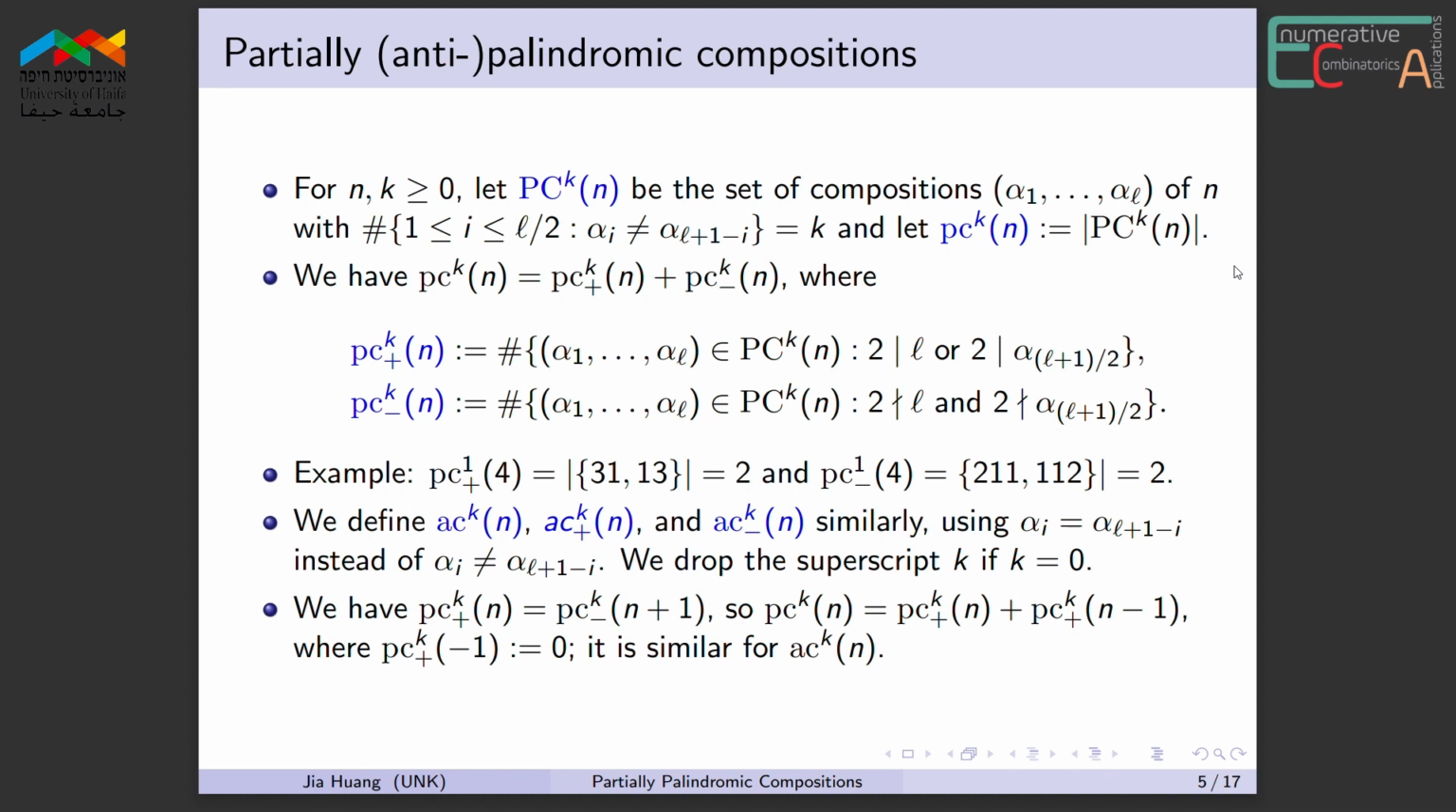And we have a connection between pc_k plus and pc_k minus, because you can take a composition with an odd middle part and subtract 1 from that, and you get a composition with an even middle part or no middle part. So pc_k minus of n is pc_k plus of n minus 1. So that way pc_k of n is pc_k plus of n plus pc_k plus of n minus 1. So we don't have to look at pc_k minus of n. And it's the same for ac_k of n.